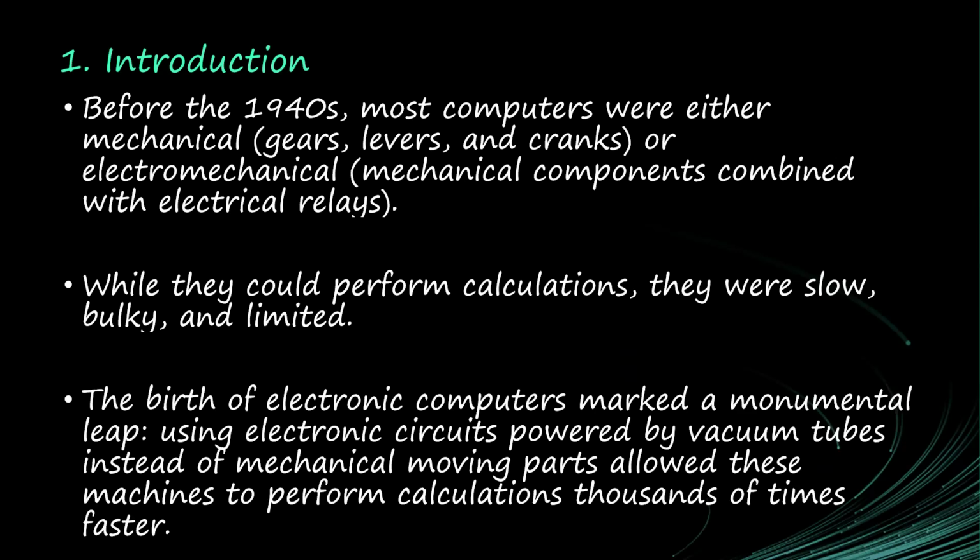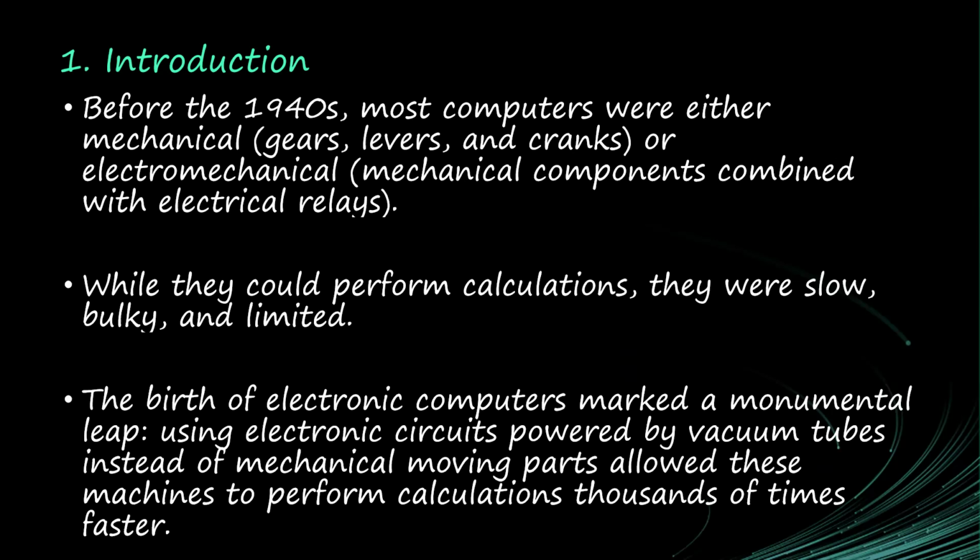So the birth of electronic computers marked a monumental leap. When we started using electronic circuits powered by vacuum tubes instead of mechanical moving parts, they allowed these machines to perform calculations thousands of times faster. Basically, what this phrase is saying is this: electronic computers were faster than mechanical computers. That's just the basic here. Electronic computers, which is the kind we are using today, are faster than mechanical computers.